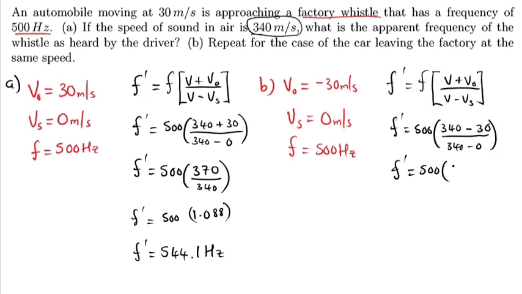So f prime is equal to 500. Then here we have 310 over 340. Like that. Okay. So 310 over 340 gives us 0.912. So f prime is 500 times 0.912. So if we multiply that by 500, this gives us 455.9 hertz. So there you have it.